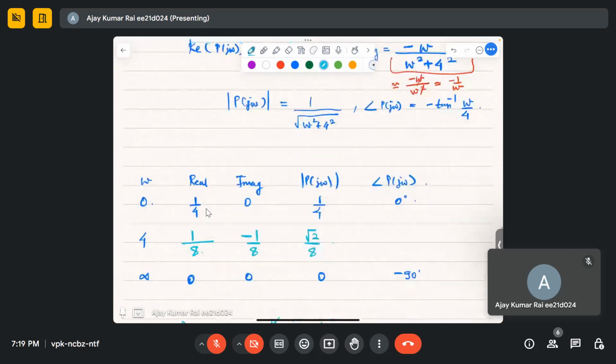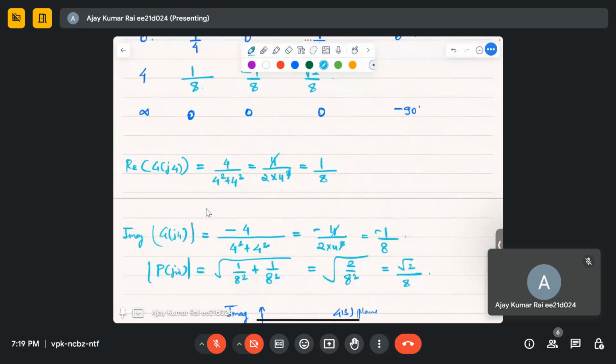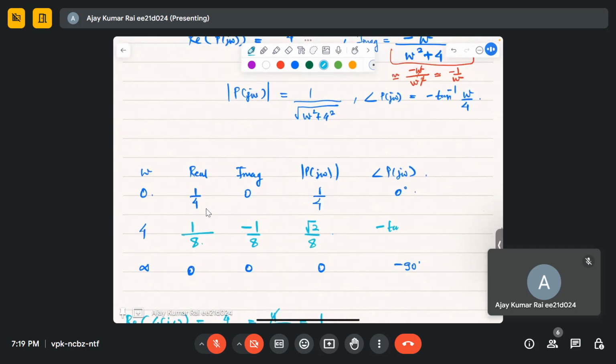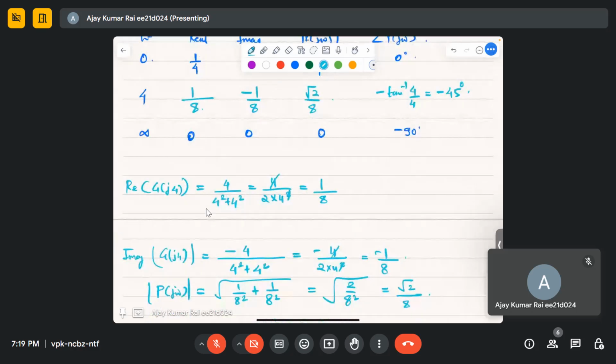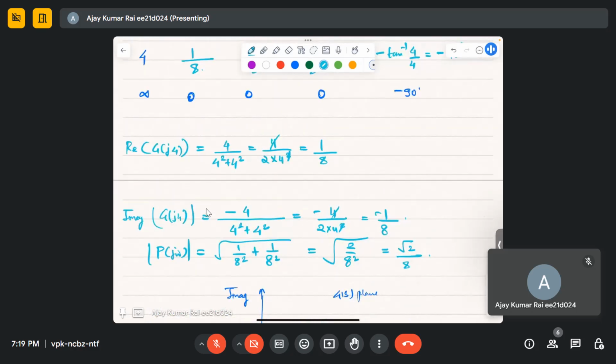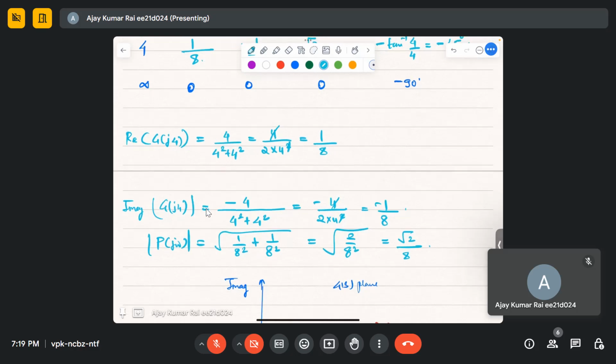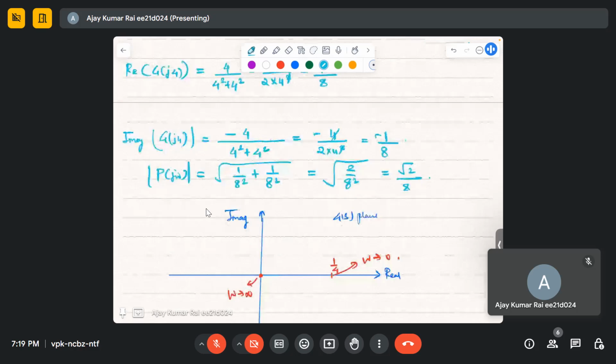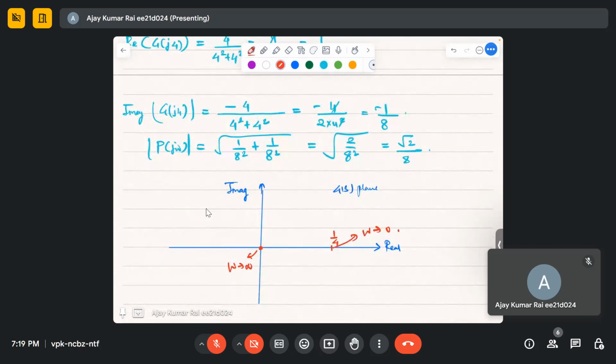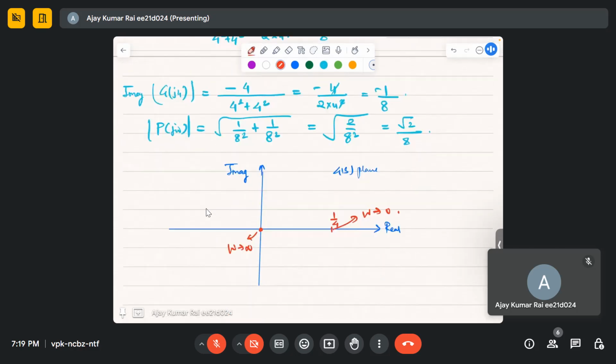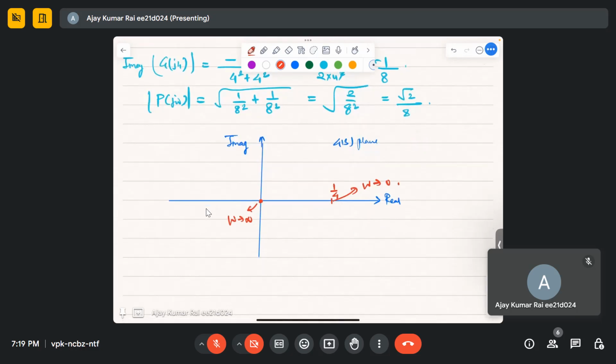And what is the angle? If you put the angle directly, I will write the formula. Omega is 4 by 4. Tan inverse of 1 is what? 45 degrees, and we have a minus sign, so minus 45 degrees. So the real part is 1 by 8, imaginary part is minus 1 by 8, and the magnitude is root 2 by 8. So what is that point here? Real part and imaginary part are both 1 by 8.